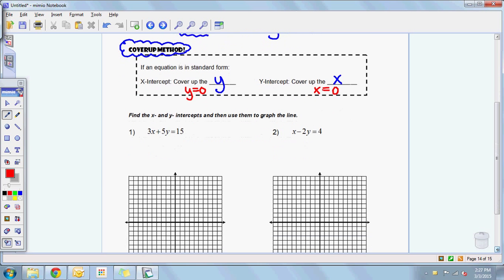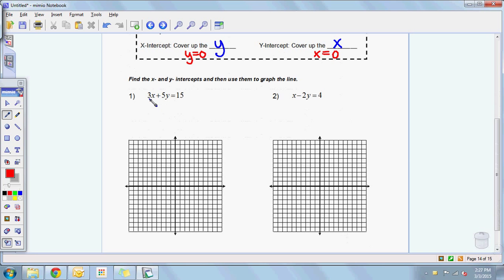So let me show you what I'm talking about. 3x plus 5y equals 15. This is not in slope-intercept form. This is in standard form. Our job is to find the x-intercept and the y-intercept. We're going to use that cover-up method, and here's how that's going to work. It doesn't matter which one you do first, but you're going to literally cover up, I need something to cover up.